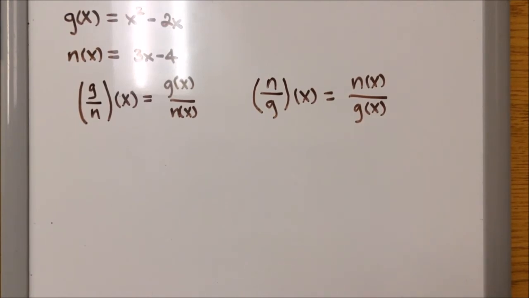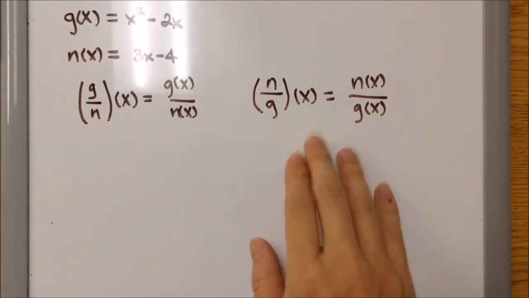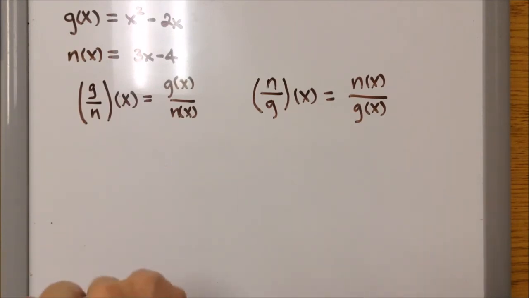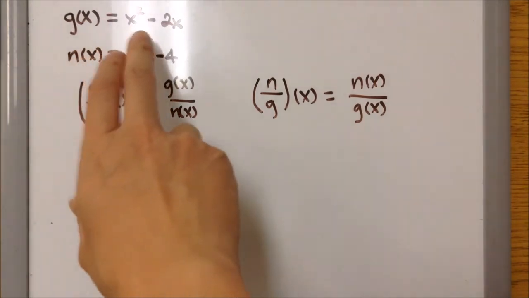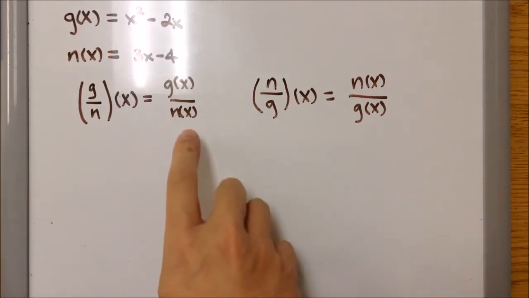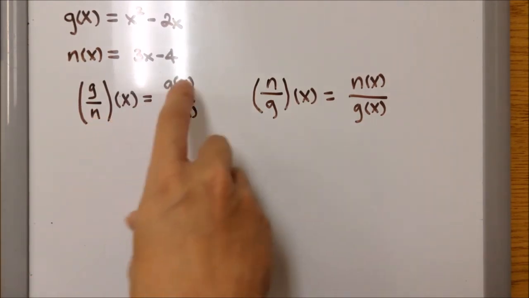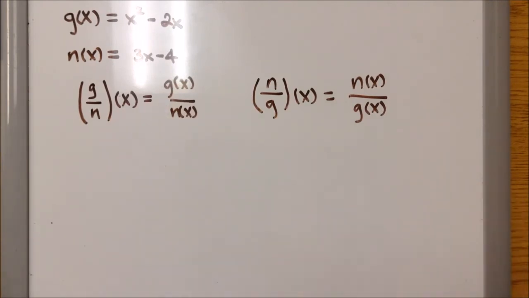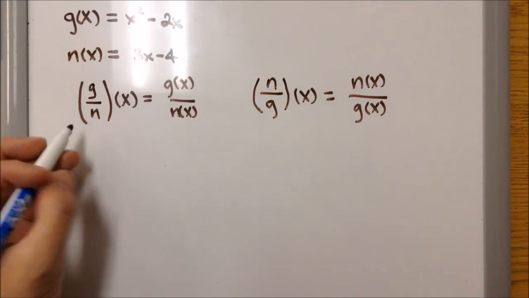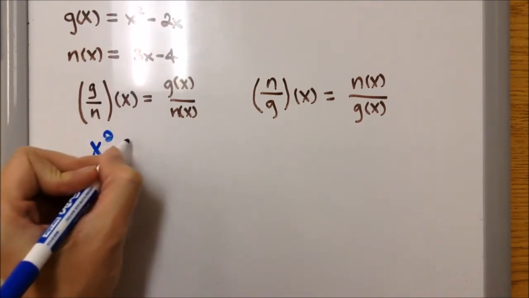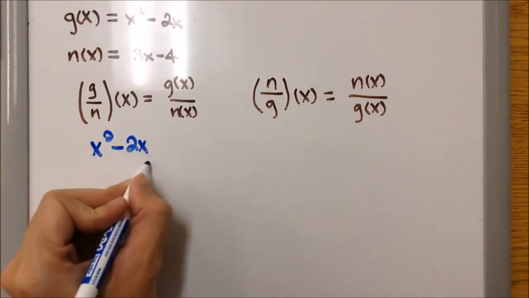Alrighty, we have our fourth example, which is this, and our fifth example. Now I decided to do both division just in case, to see what happens when you have one that's x squared minus 2x and the other 3x minus 4. So, this one, g divided by n of x is just g of x divided by n of x. So that means that g of x will be on top, so I'm going to write g of x first.